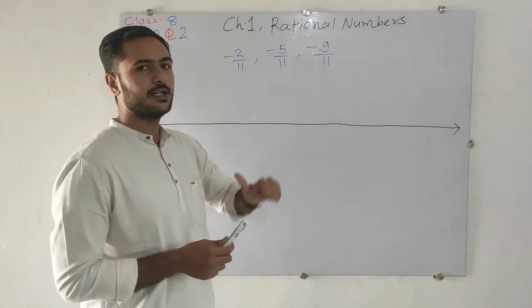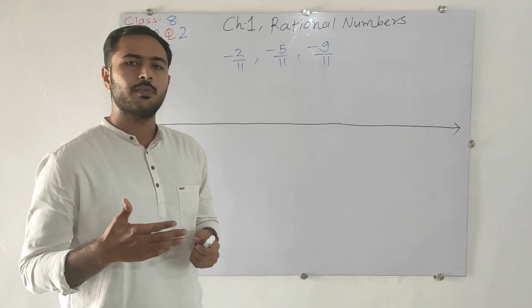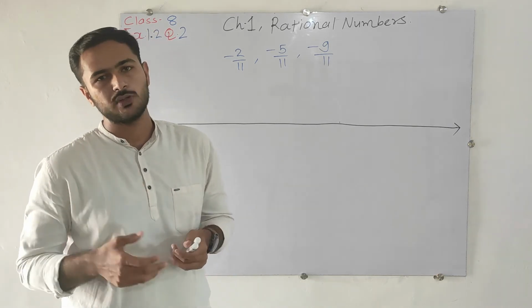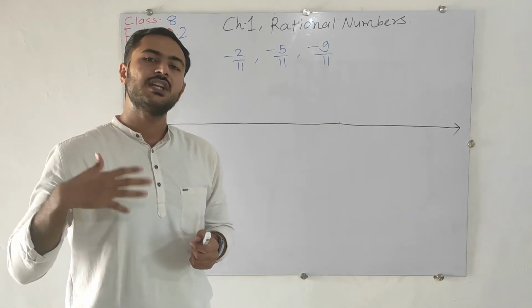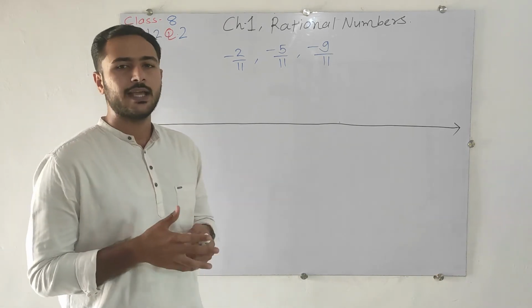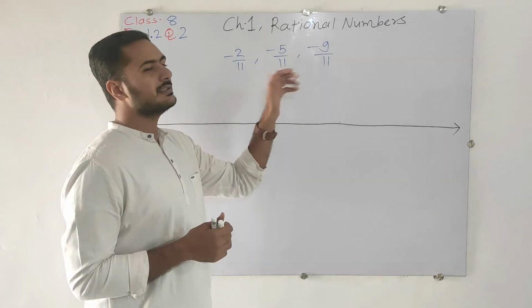see the denominators, there is 11, 11 and 11. All the denominators are the same. It means we can show all three numbers on the same number line, and suppose these three denominators were different, it means we would need three different number lines. But here we can show these three numbers on the same number line, and all the numbers are negative.